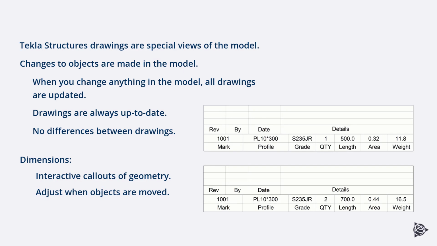Tekla Structures not only has these intelligent dimensions, but the text objects and other 2D objects in drawings are associative to the model objects as well. This associativity is what drives Tekla Structures drawings and allows you to automate many tasks.